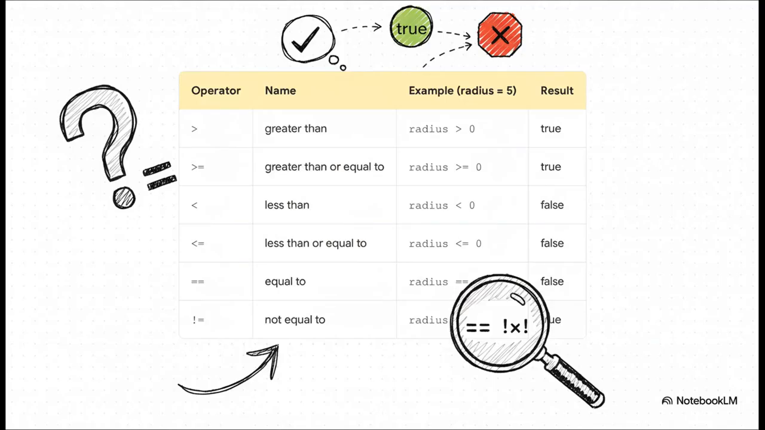So how do we get those true or false values in the first place? Well, we use these 6 relational operators to compare things. You've got your standards, of course, like greater than and less than. But listen up, because for your exams, you have to pay close attention to the last two. The double equal sign, double equals, is for checking if two things are equal. I can't stress this enough. A single equal sign is for assigning a value, not comparing. That's a classic exam trap. And then, the one with the exclamation point equals, checks if two things are not equal. These operators are your toolkit for asking the questions that your code needs answers to.